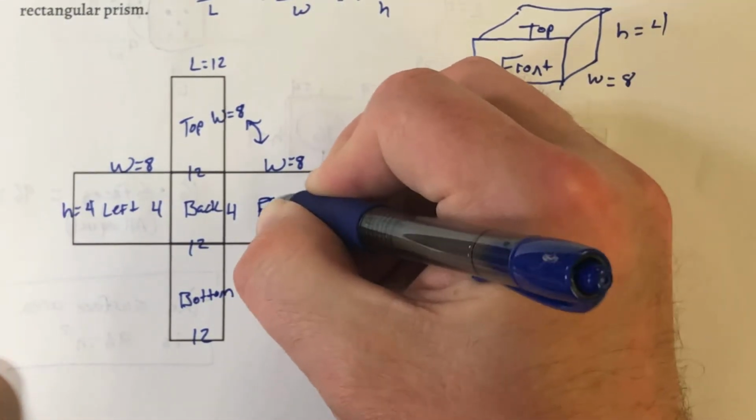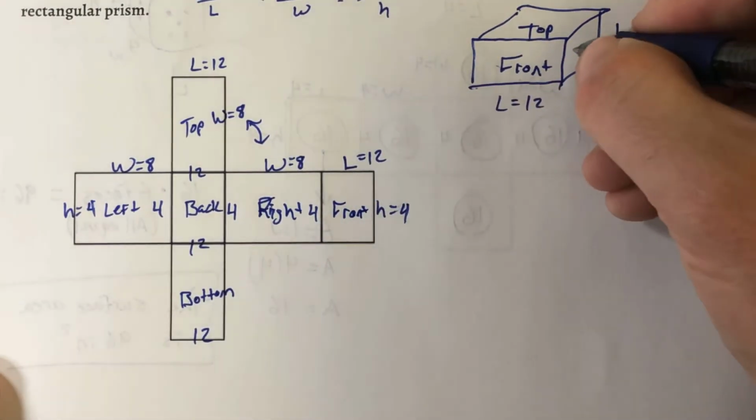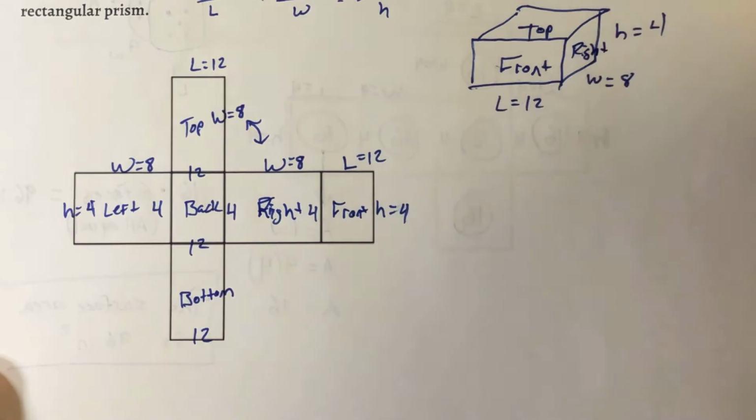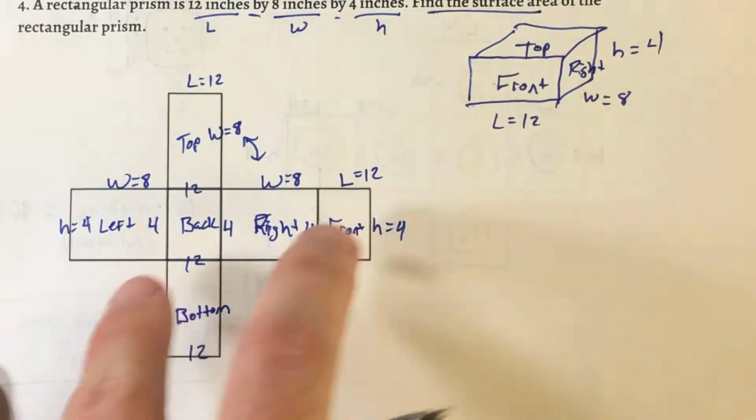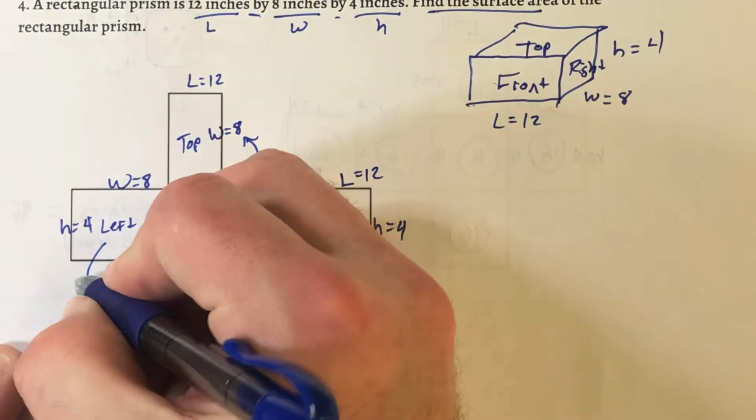And that's going to be the right side. That's going to be the front. Just so you can kind of see how that would be that, or vice versa. Okay, let's find the area of the left rectangle first.